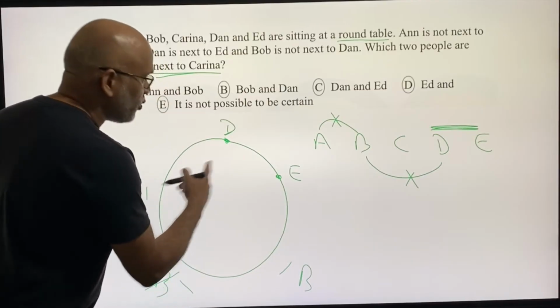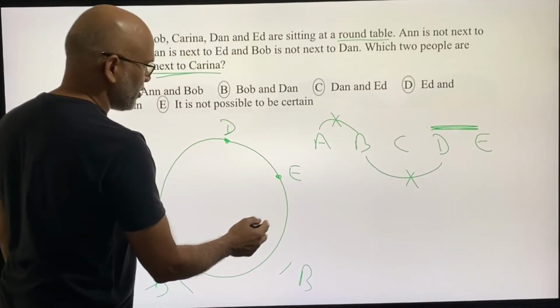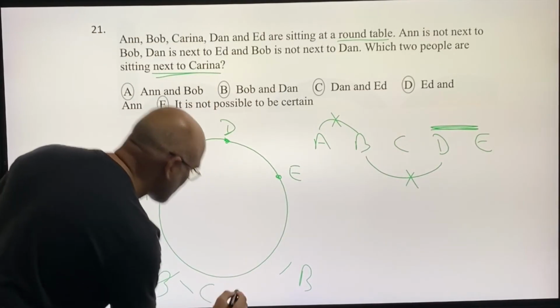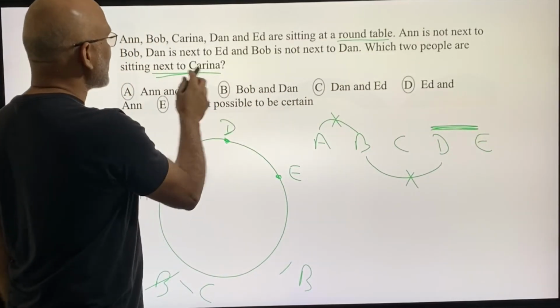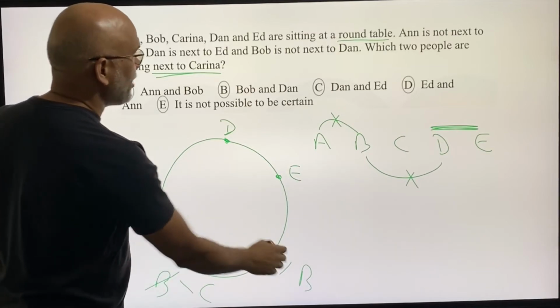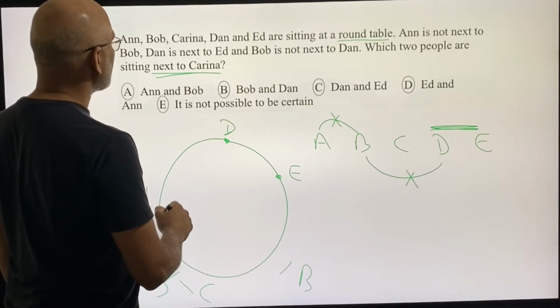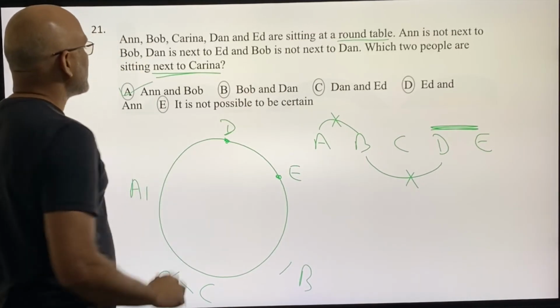Then who is left? C is left, right? Then C must go here, all right? Then which two people are sitting next to C? A and B. So the correct choice is A.